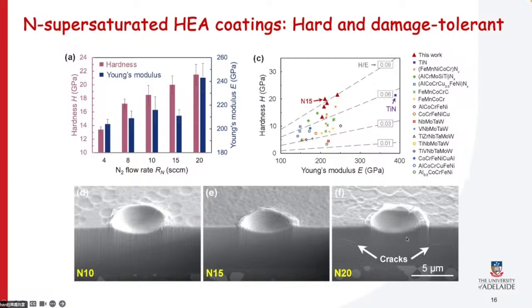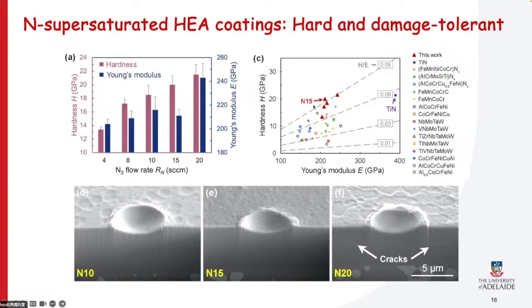But from the cross-sectional SEM image, where we cut the indents using the FIB, we can see that the sample with the highest nitrogen, the N20, shows some lateral cracks. It's not very clear here, but indicated by the arrows. While the others showed no cracks, and at the same time, they showed large deformability.